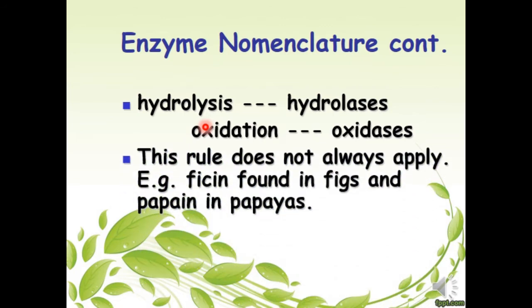However, not all enzymes end with -ase. There are exceptions to this, but not many. For example, ficin, found in figs. So ficin is the enzyme. Papain is the enzyme found in papaya.